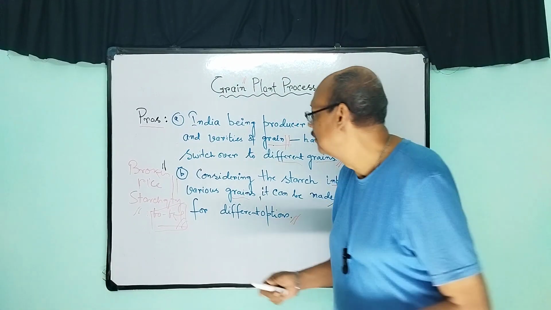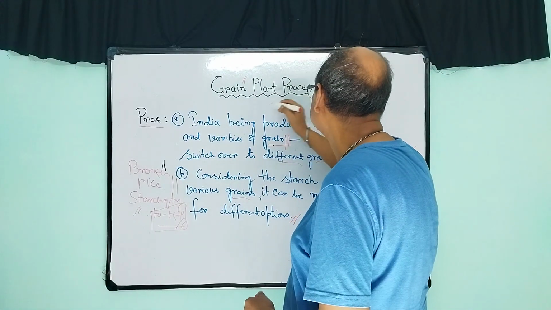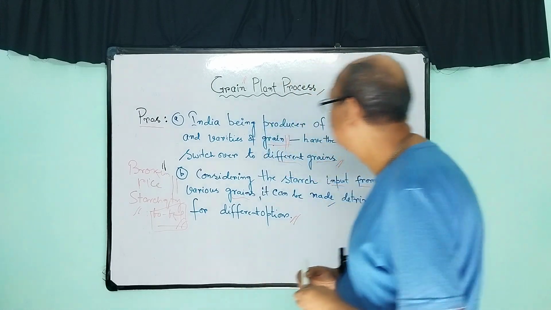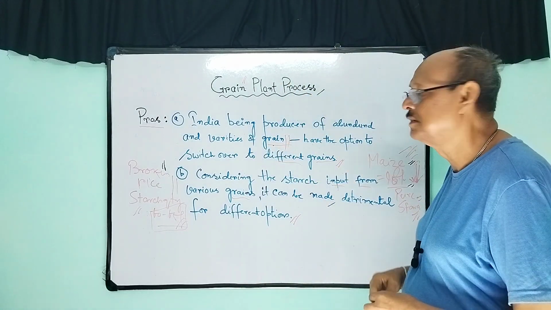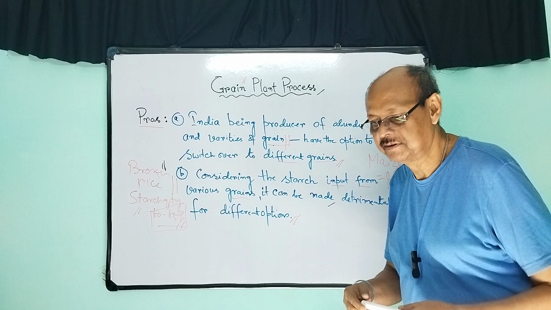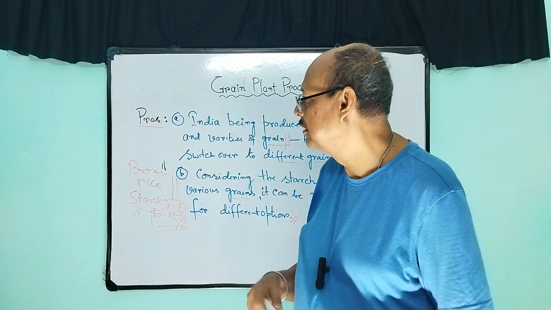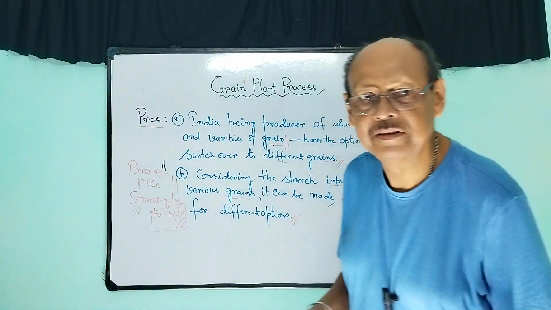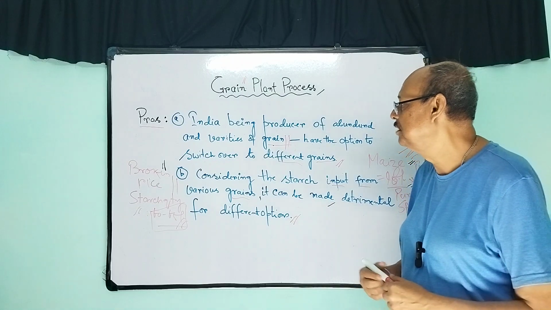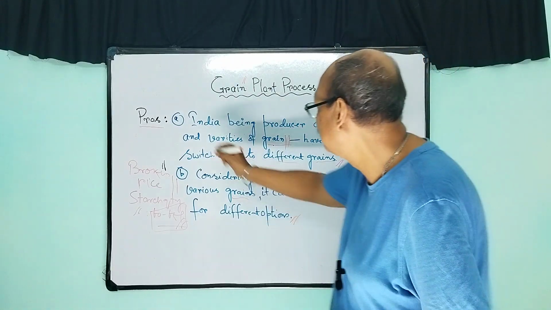Yes. So finally, we are discussing the input for the grain plant process. The inputs can be variable, particularly for the grain plant process, as we have discussed earlier. So we have to see the pros and cons. So what are the pros?